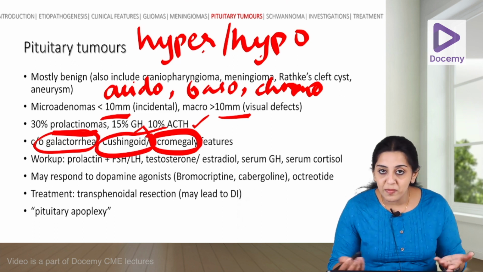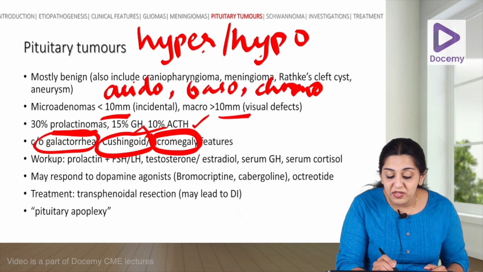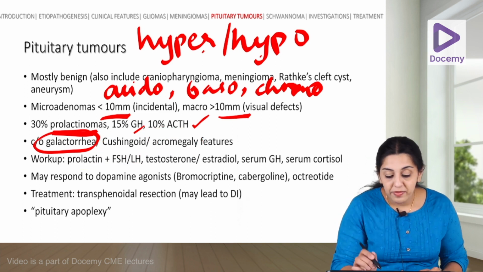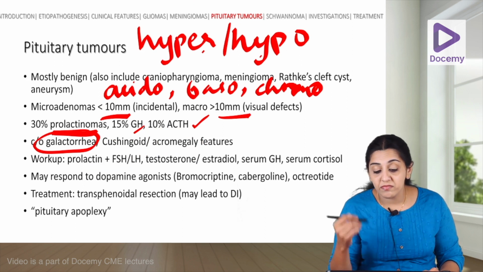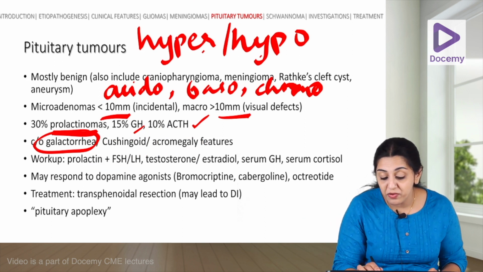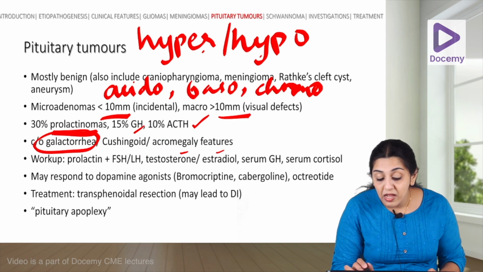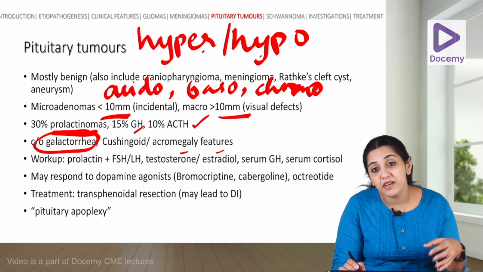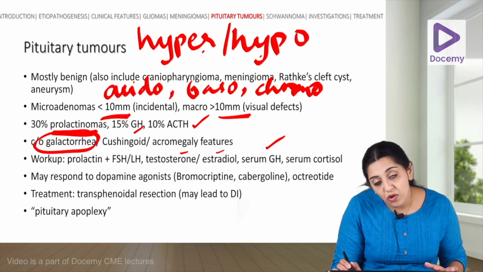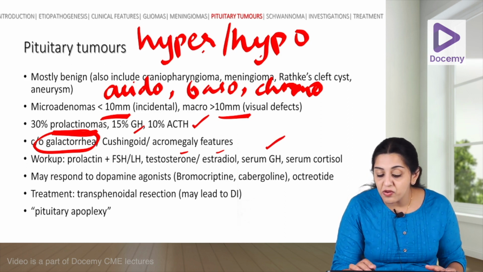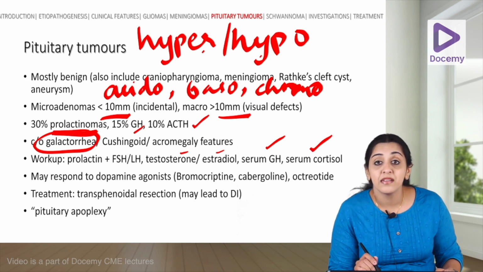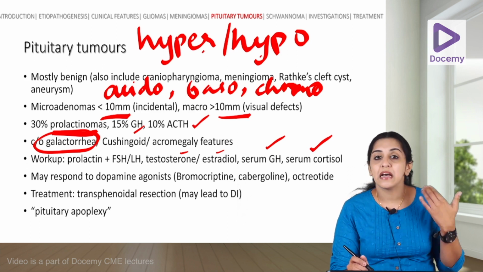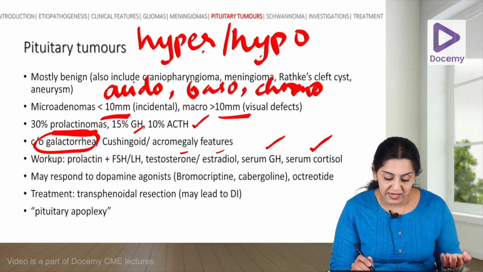So what are the workup investigations you need to do? You have to see whether prolactin is high, so prolactin plus FSH or LH. Then to find if gonadotropins are increased, you may have to do testosterone or estradiol. If the tumor is secreting GH, serum growth hormone should be checked, and for adrenocorticotropic hormone, you have to check serum cortisol. So depending on which tumor you're dealing with, a particular hormone might be elevated.